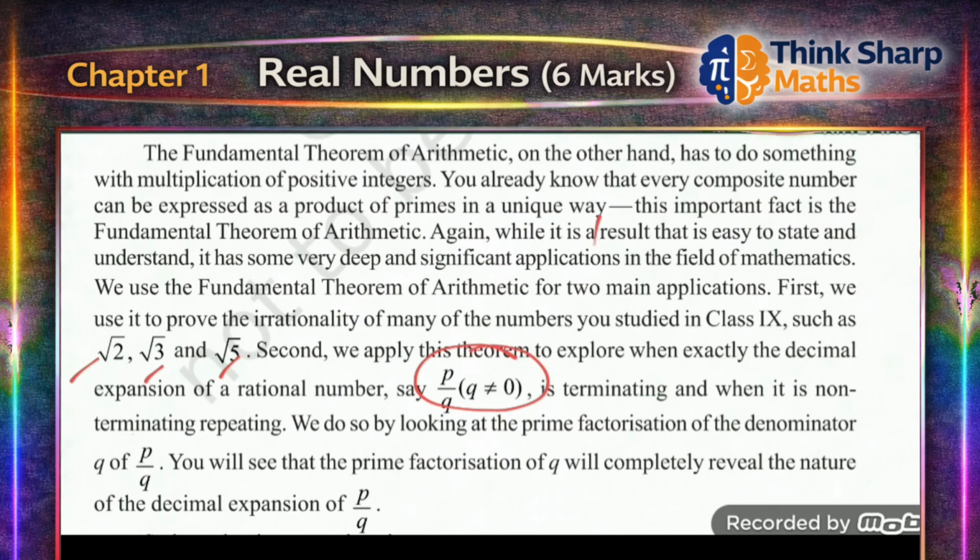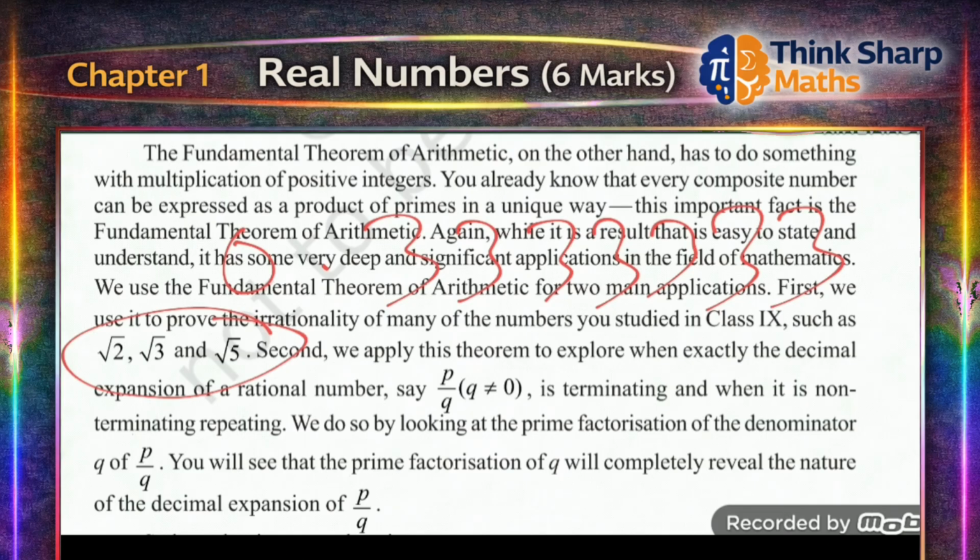If q becomes 0, then what will happen? If p by 0 comes, then it becomes a non-defined number. Okay, we can't define it. And if q is not equal to 0, then we can say when this number will terminate, and when it is a non terminating repeating number. Non terminating repeating number means what? 0.33333333. It is non terminating and repeating.